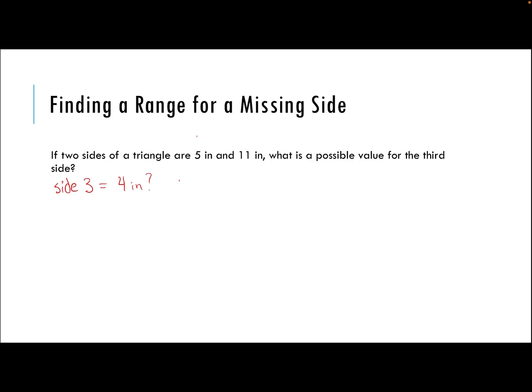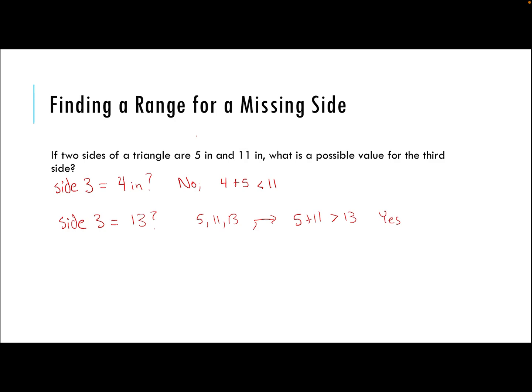All right, so if you said no, you said no because if the third side was 4, then 4 plus 5 is less than 11. And remember, the triangle inequality says the two smallest sides have to be more than the third side. So now what if side 3 was equal to 13? Is that possible? Well, let's see. If we have a triangle that has 5, 11, and 13, then that implies that 5 plus 11, which is 16, is greater than 13. So the answer here is yes, we could make a triangle.